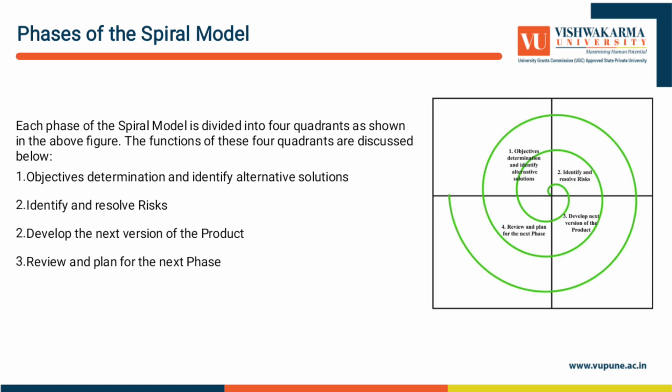Develop the next version of the product. During the third quadrant, the identified features are developed and verified through testing. At the end of the third quadrant, the next version of the software is available. Review and plan for the next phase. In the fourth quadrant, the customers evaluate the so far developed version of the software. In the end, planning for the next phase is started.